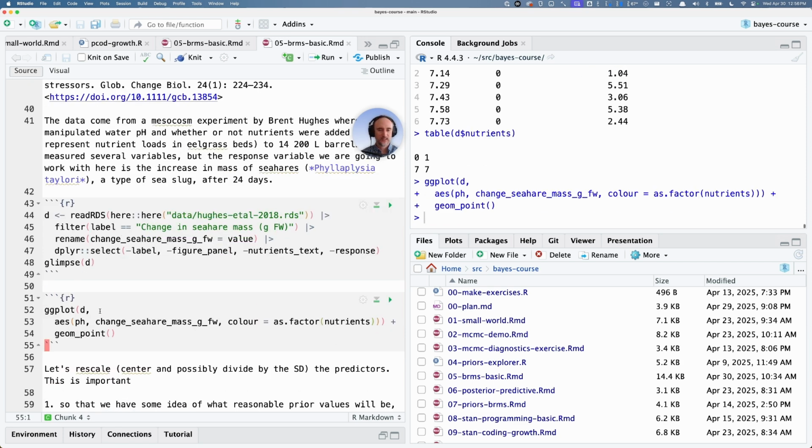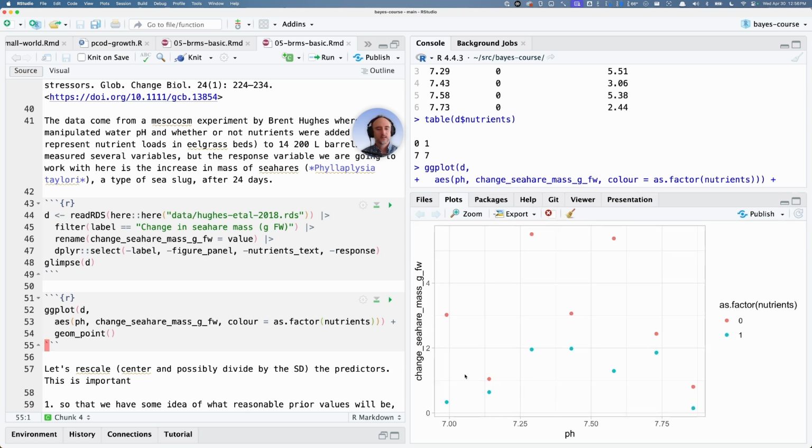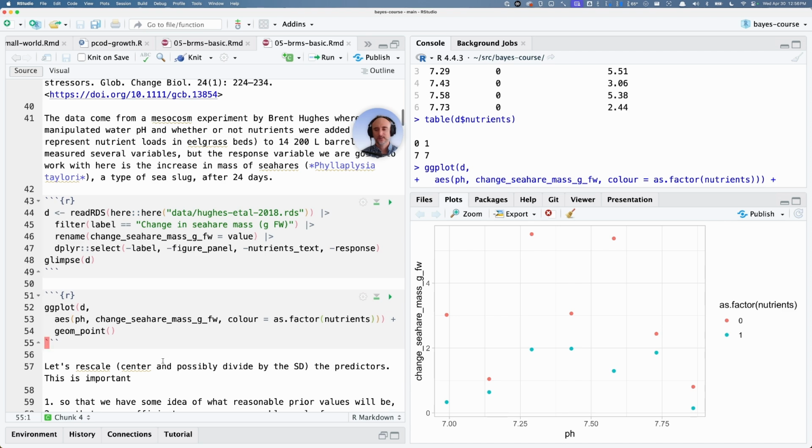We can plot our data. So it looks something like this. We have a bit of a curvature with respect to pH, and there's a bit of a difference probably in the mean between nutrients or no nutrients.